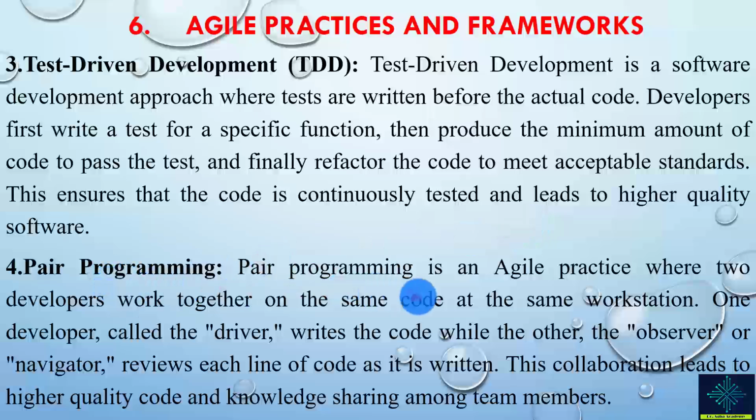Pair programming. Pair programming is an Agile practice where two developers work together on the same code at the same workstation. But how does this happen? It happens in this way. One developer, called the driver, writes the code, while the other, called the observer or navigator, reviews each line of the code as it is written.